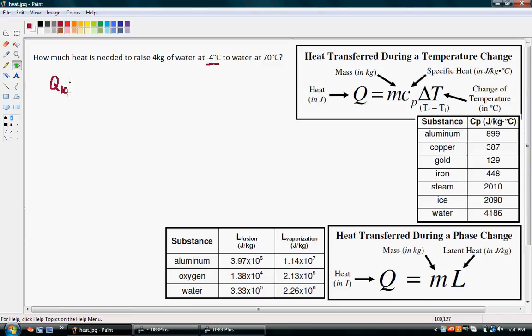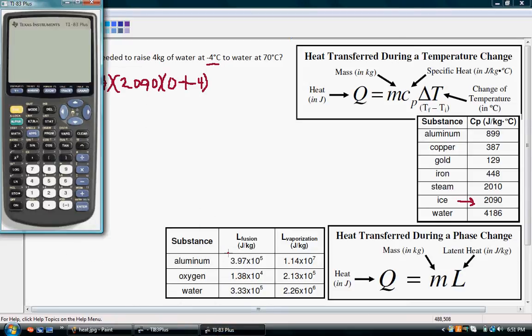So the Q for our ice is going to equal mass, which is 4, times the specific heat of ice, and the specific heat of ice is 2090. Alright, don't forget that ice has a different specific heat than water. Alright, and then final temperature minus initial temperature. Well, the final temperature of ice is 0 degrees. Anything more than 0 degrees and it is water. It stops being ice. So minus -4, so this is actually a positive, alright? So 0 minus -4 is just 4.